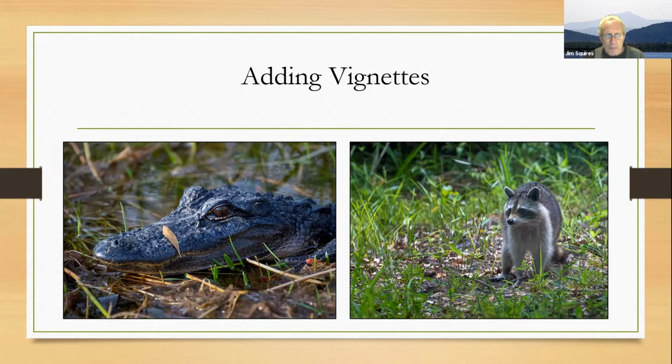So that alligator, Ginny may recall, we met that alligator during a CPG trip in the Okefenokee. And the picture was fine, but the background started competing too much. And so I slightly darkened it a bit using a vignette. And the same with this raccoon on Jekyll Island. I tried to darken the edges a little bit. There are a couple of ways you can do that, but it's one way to help focus the viewer's attention, because our eye is typically attracted to light and bright.